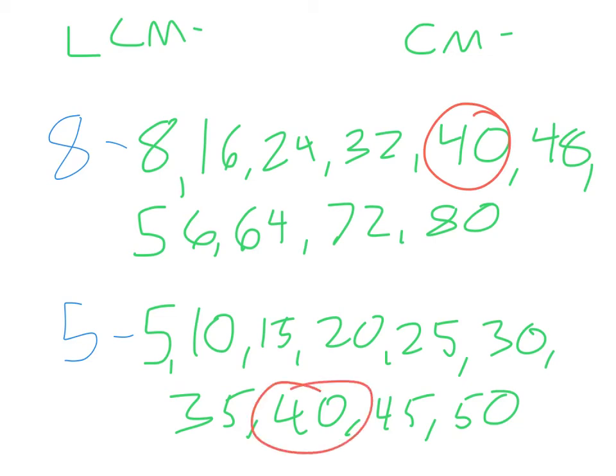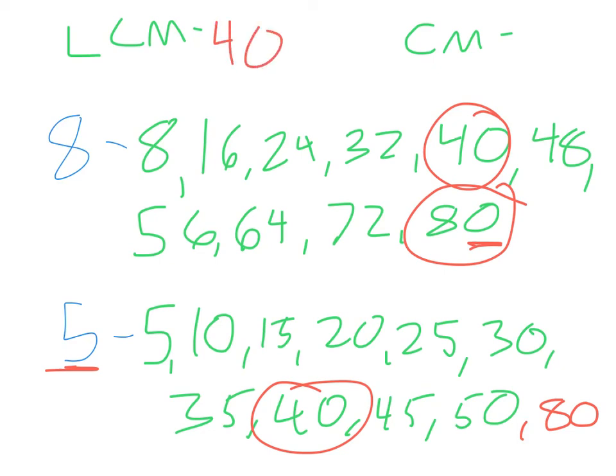I know that 80 will be in common because 80 ends in a 0, and I know that 5 goes into anything that ends in a 0, so I'm going to add myself an 80 there. Other than that, my least common multiple would be 40, and my common multiples would be 40 and 80. The least common multiple being 40, and common multiple is just what they have in common.